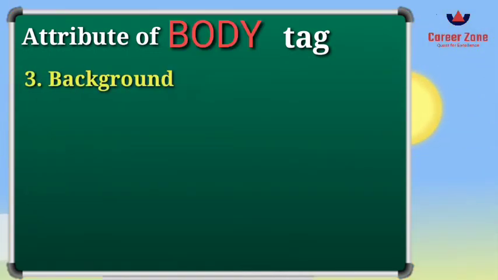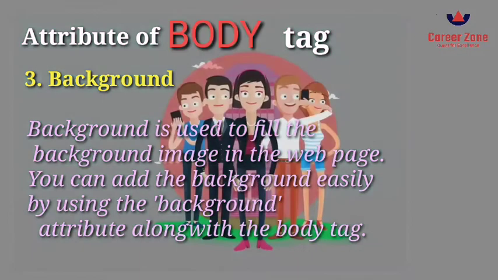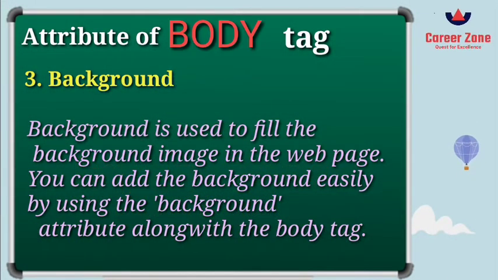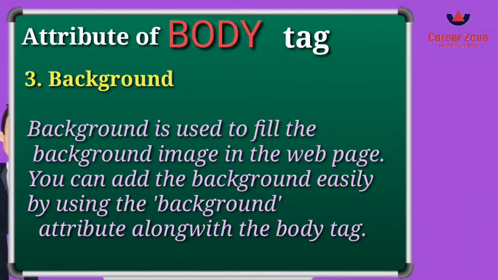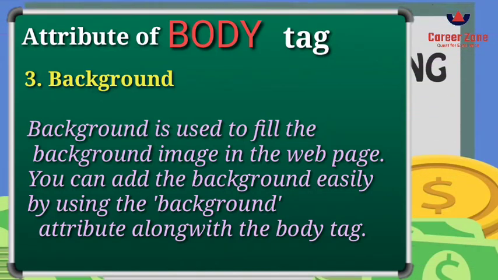The third attribute of the body tag is background. Now background sets an image as the background of the web page. So if you want to apply any kind of background on the web page, you may use the background attribute of the body tag. But you should remember that bgcolor and background cannot be used together, because if you use bgcolor and background together, the browser will ignore the bgcolor and apply the background image on the web page.